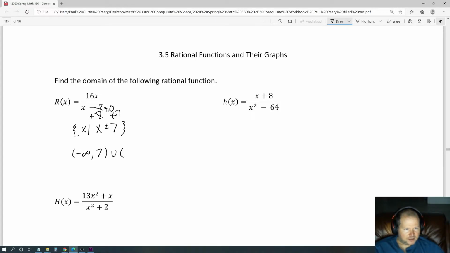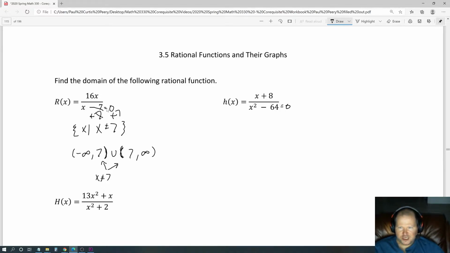Then union that with another 7, and notice that the hole right here is what x cannot be equal to, right? So again, x cannot be equal to 7, and you see that the little parentheses indicate that it approaches but is not equal to 7 on both sides. So we have negative infinity to 7 but not including 7, union 7 but not including 7 up to positive infinity. Okay, so that's the domain of the rational function.